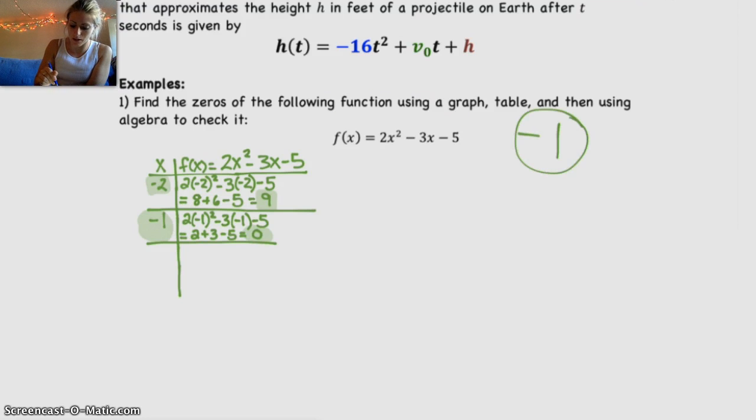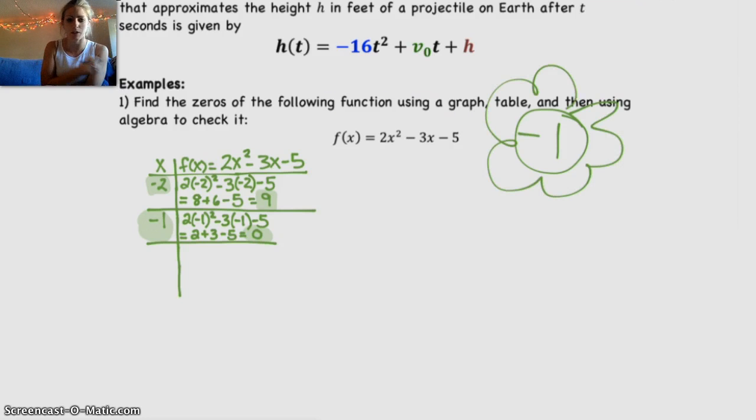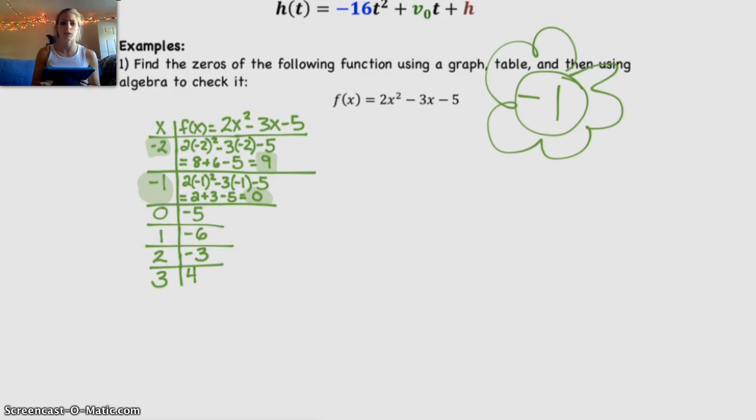So let's just keep that over here on the side, just so that we remember that that's one of our zeros. And so keep picking a few more values of x. I'm going to go 0, 1, 2, and see how we do there. All right, so these are the points I got. -2, 9, -1, 0, 0, -5, 1, -6, 2, -3, and 3, 4. So a parabola can only have at max 2 zeros. Sorry, I'm using the wrong word. X-intercepts. It can have at max 2 x-intercepts, 1 x-intercept, or 0 x-intercepts.